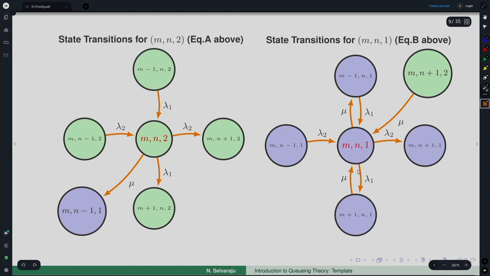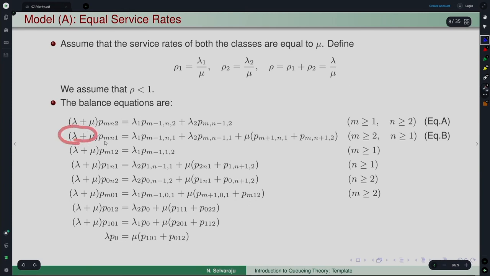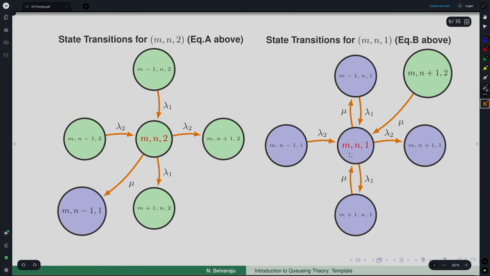So, the total rate of going out of the state is lambda 1 plus lambda 2 plus mu, but where it is moving is what you need to understand. So, that is lambda 1 plus lambda 2 plus mu times pmn1, that is clear. Now, what is the flow into the state? It can be from m-1 n1, and an arrival of priority 1 with rate lambda 1 would bring it to the state mn1, or it was mn-1 1, and an arrival of lower priority would bring it to state mn1, right? Or, here we said that it goes out to something here, this is what is coming in here.